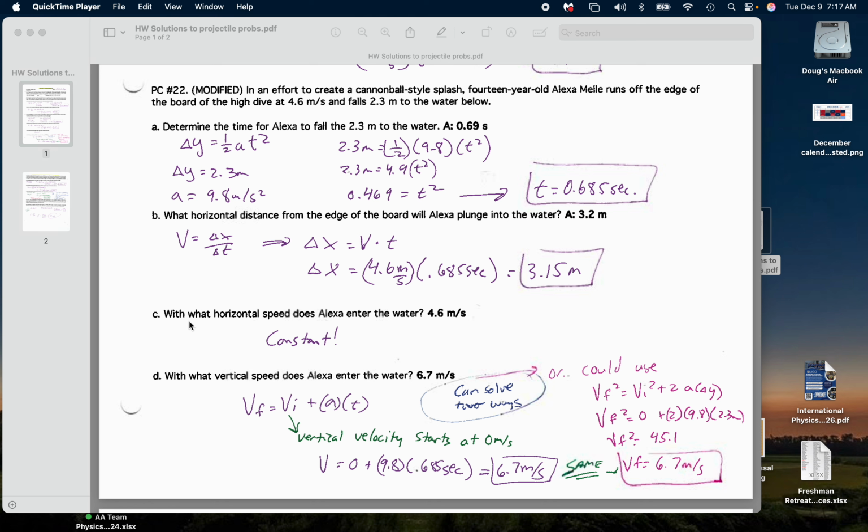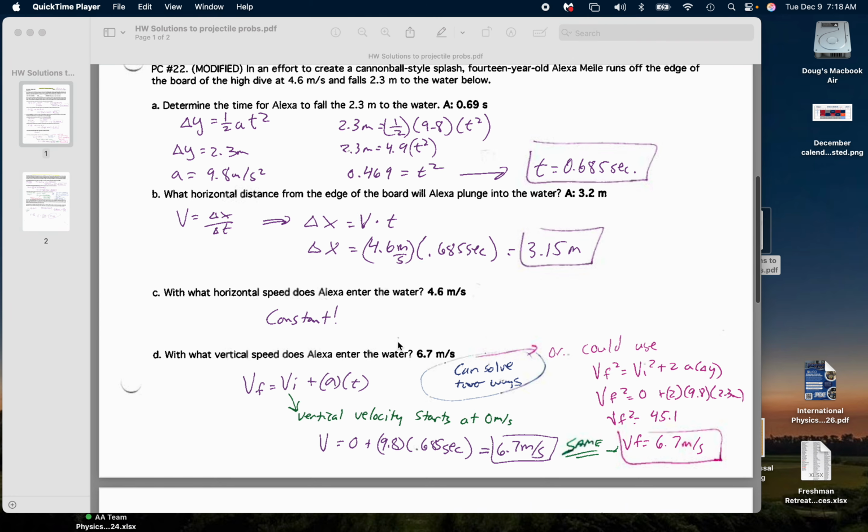And then a couple of things are important here when we're thinking about horizontal and vertical speeds. The horizontal speed at which she enters the water is 4.6 meters per second. Why? Because for projectiles, horizontal speed is constant. It does not change. Gravity doesn't act horizontally or in any way to change the horizontal motion.